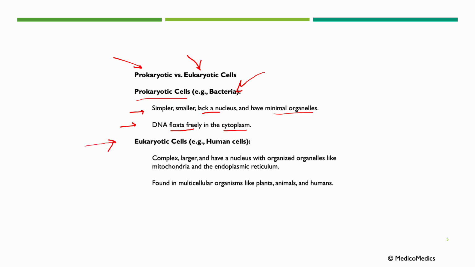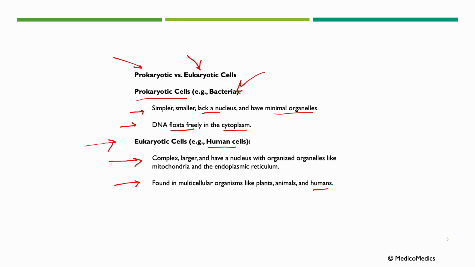However, eukaryotic cells, so human cells, are more complex. They are larger and have a nucleus with organized organelles like mitochondria and the endoplasmic reticulum. These are found in multicellular organisms like plants, animals, and humans.